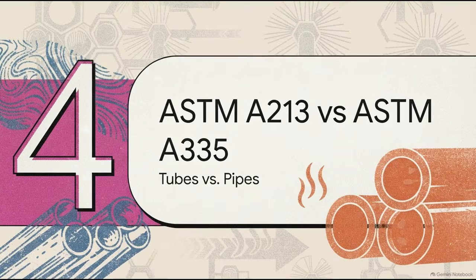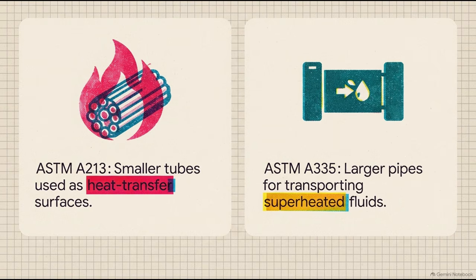So you're probably asking yourself, with so many standards out there, when do I actually specify A213 over something similar? Let's clear that up in Section 4 by comparing it to a very common counterpart, ASTM A335. Here is the crucial takeaway. It's all about understanding the difference between a tube and a pipe in this specific context.